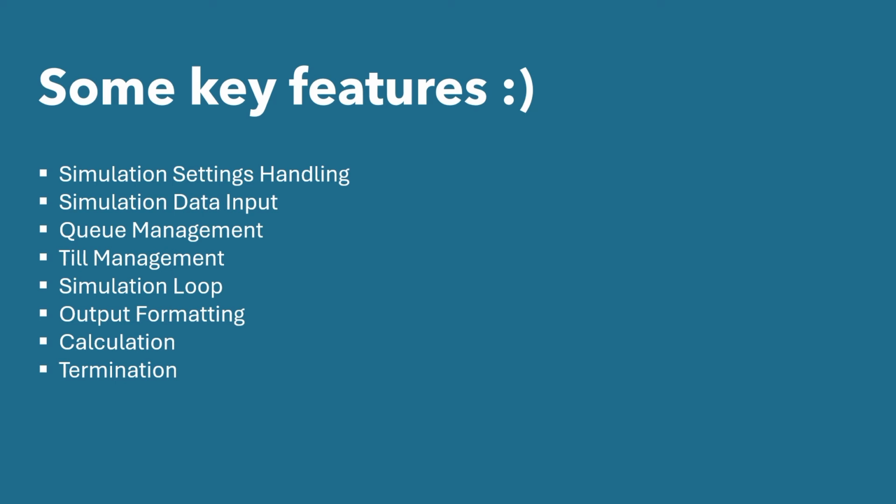Now the data is being read from the stimulation data text file, so each line of this file represents an arrival time and the number of items in the basket for the buyer. This data is read and stored in the data list using the read in stimulation data function.